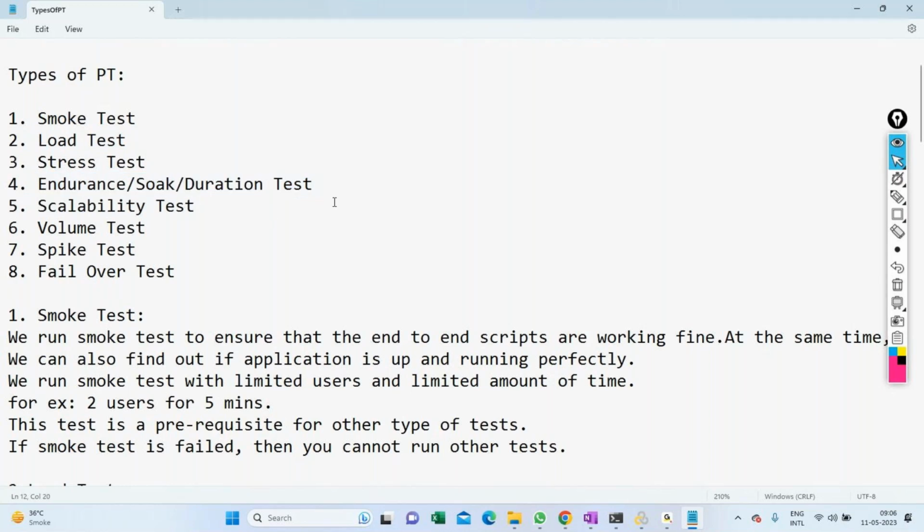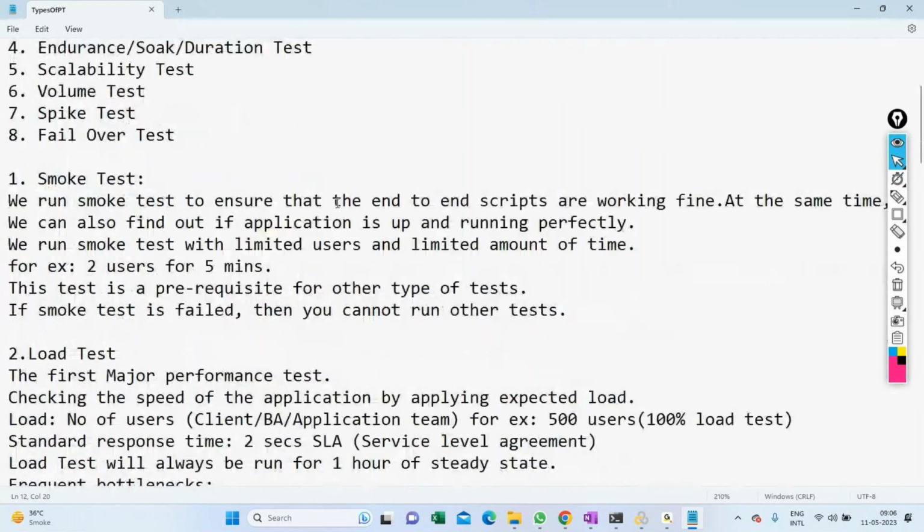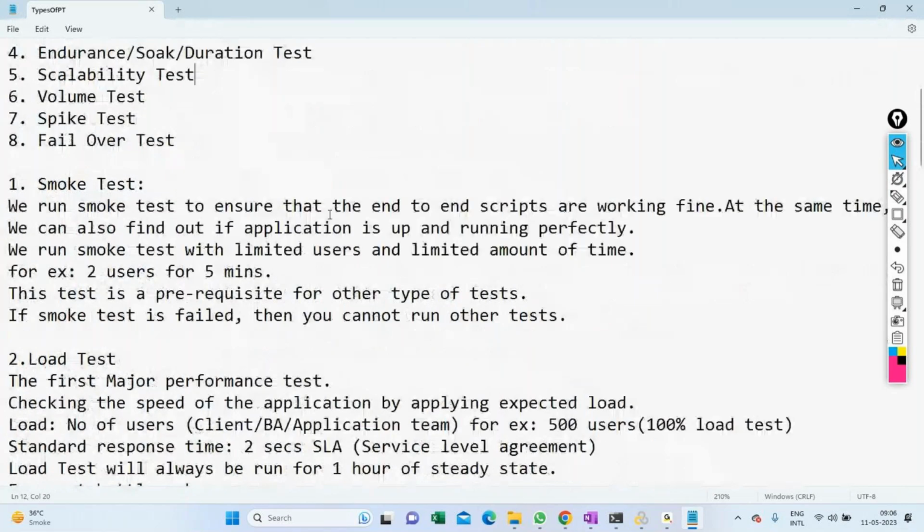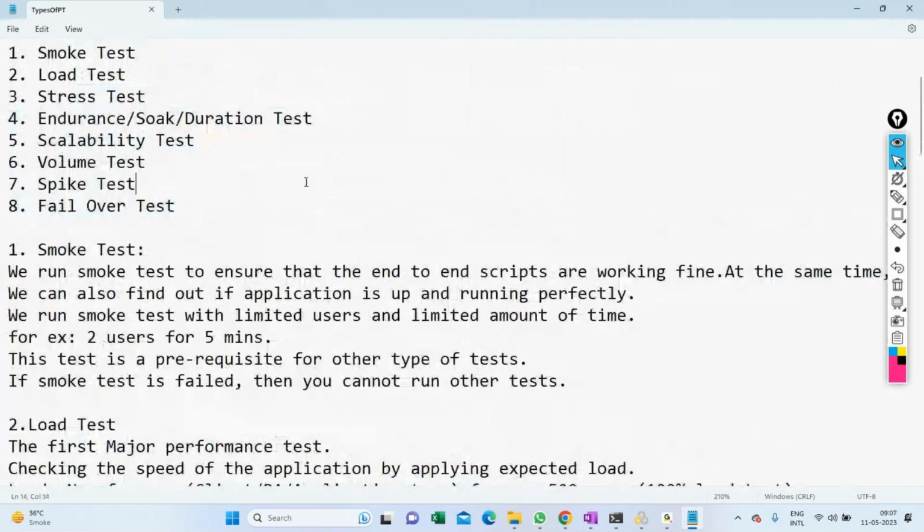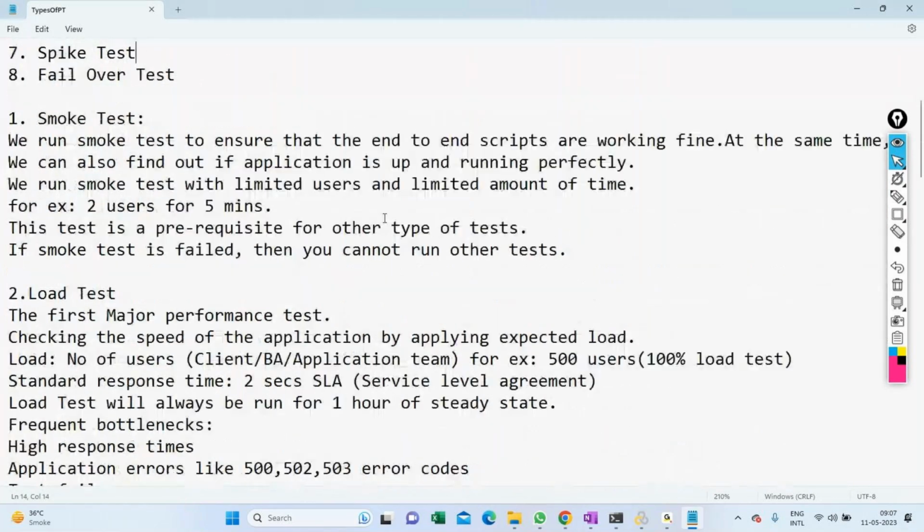Apart from this, all the others, depending on client requirement, you can go ahead and do, otherwise not required. So focus on these three first.